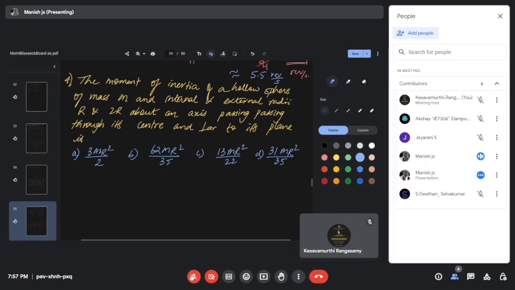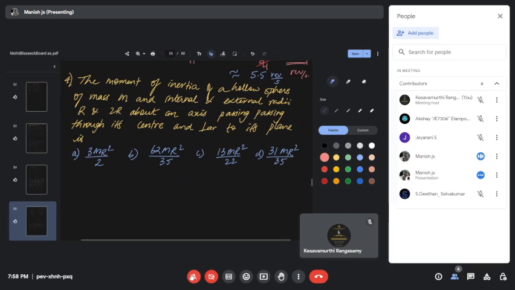I want you guys to carefully read the question and tell me what the given data is. It would be great even if you can tell me what formula can be used. First you tell me the given data, and then we can see how to proceed further. The mass of the hollow sphere is M, the internal radius is r, and the external radius is 2r, about the axis passing through its center. That's it. So what formula can we use here to solve this question?